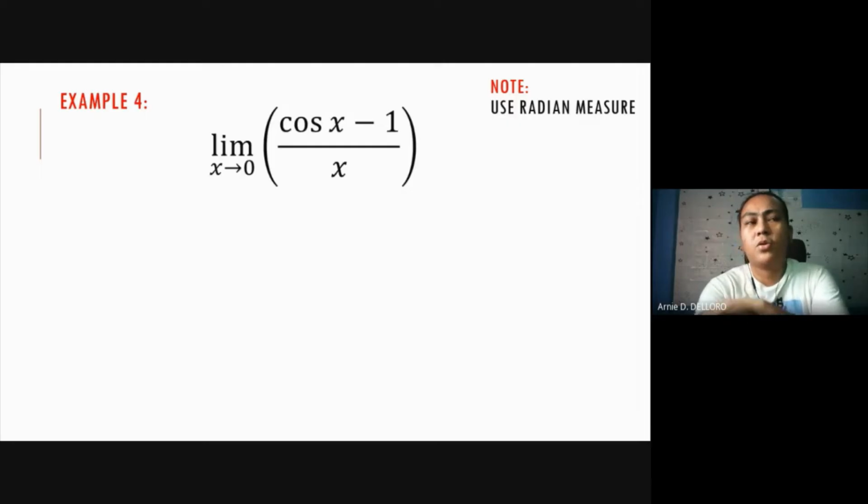Now, let's have this one. At what value does cosine x minus 1 over x approach as x approaches 0? Okay? Sige, I'll give you perhaps a minute to solve this one. You may use any software for you to be able to determine the limit of this function. Okay?